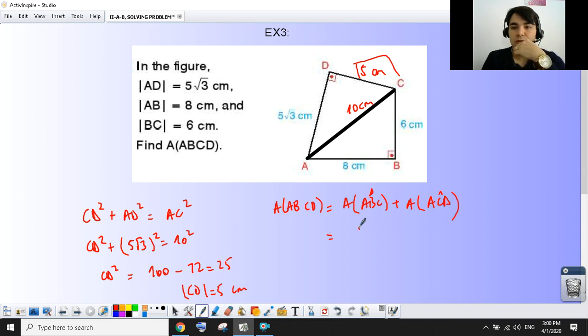Base times height over 2, which is 8 times 6 over 2, plus for triangle ACD it will be 5 root 3 times 5 over 2, right? If we simplify, the area of ABCD will be 24 plus 25 root 3 over 2 centimeter square, right?